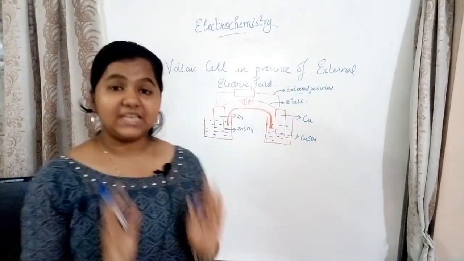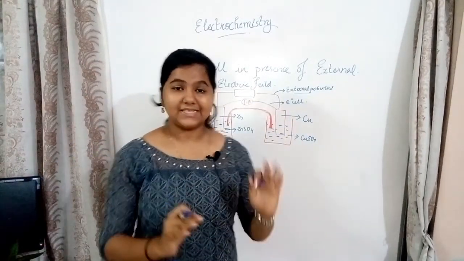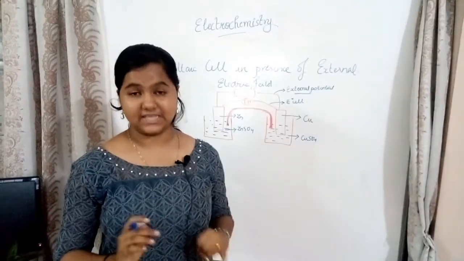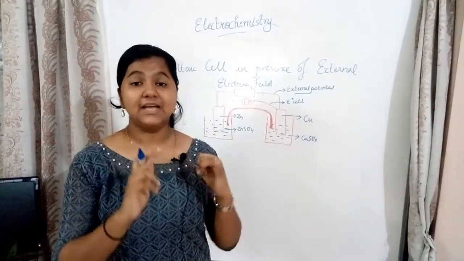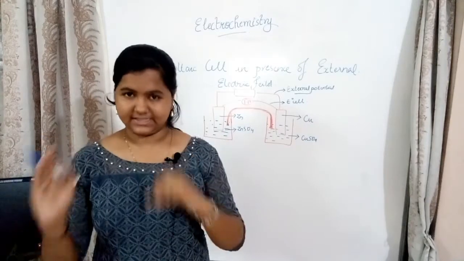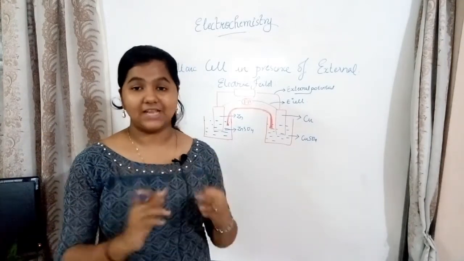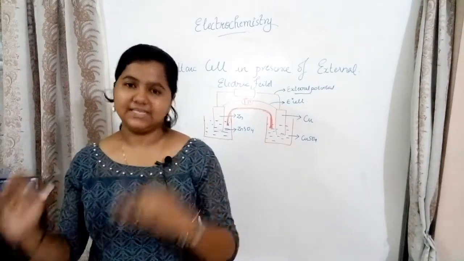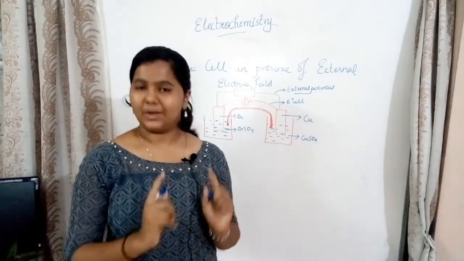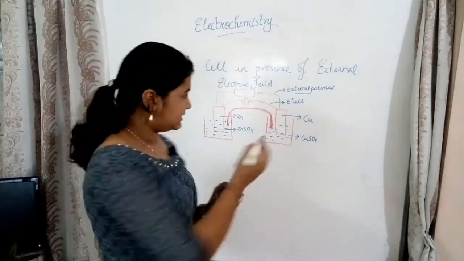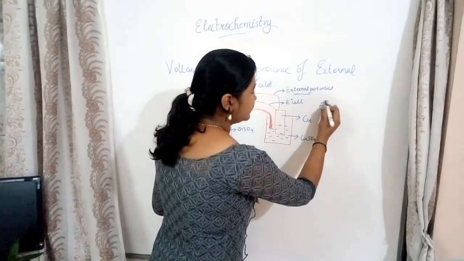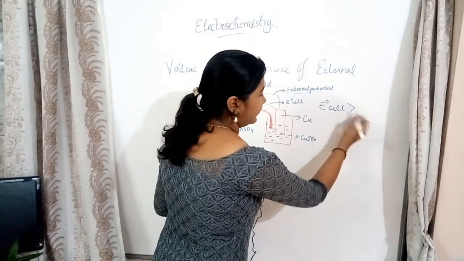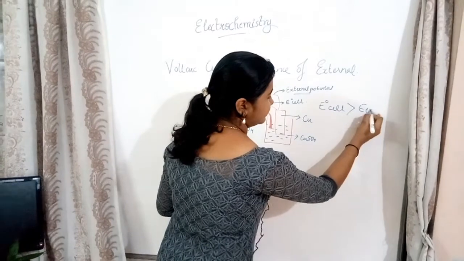So there are three cases that we have to learn inside this heading. The first case is E0 cell is greater than E external. Second case is E0 cell is equal to E external. Third case is E external is greater than E0 cell. So we learn that one by one. So the first one is E0 cell greater than E external.